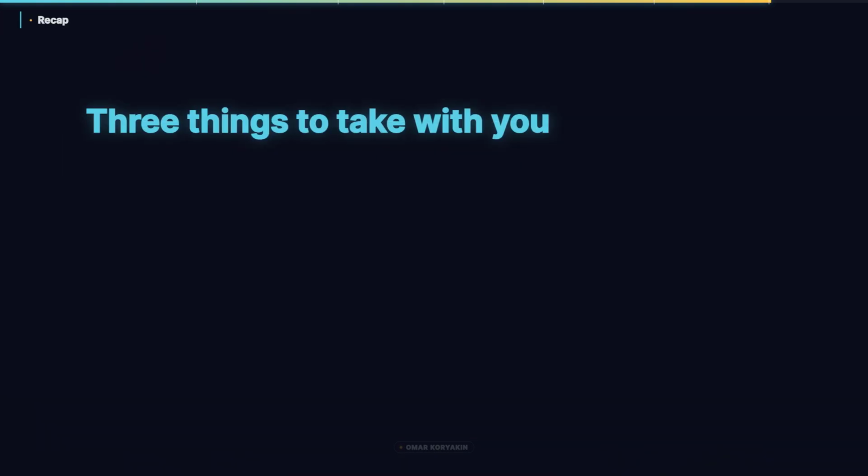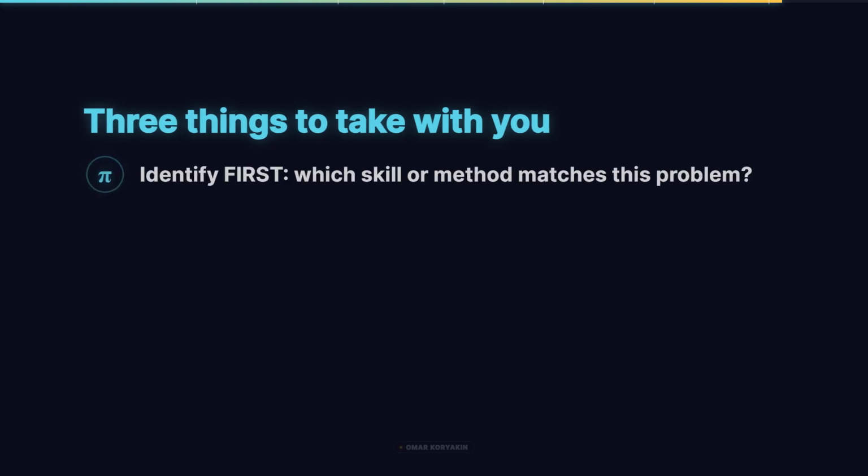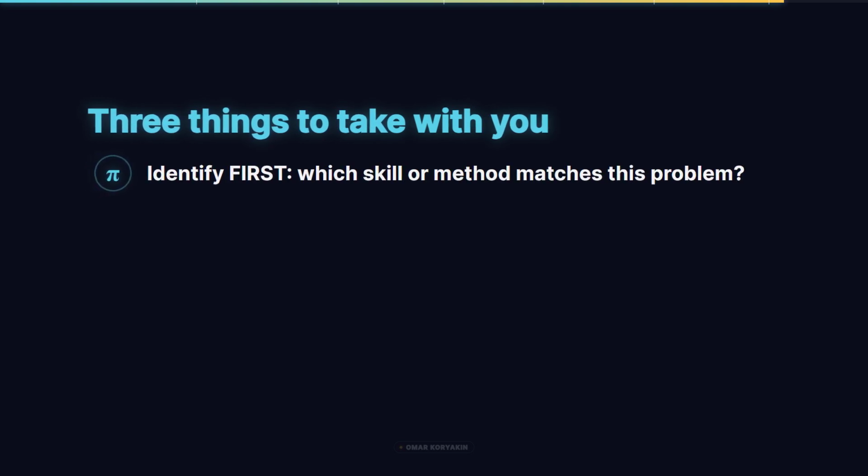3 things to take with you from this lesson today. Section 6 closes with this marathon, and the next section opens with polynomials, which are an entirely different kind of object that we treat with completely new techniques. First, identify the problem type and the natural method before writing any algebra.